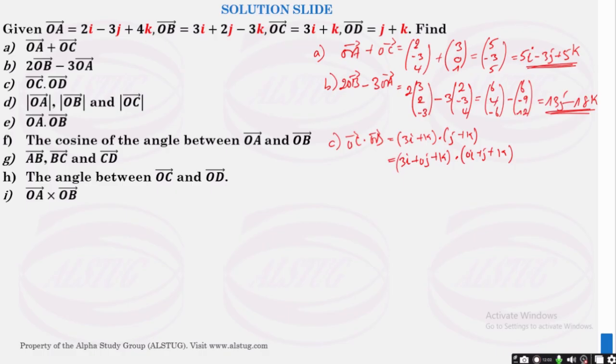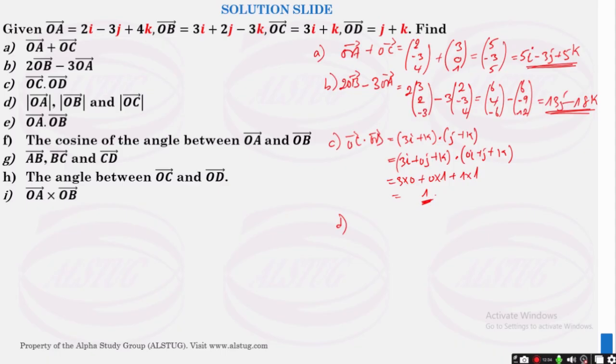I have added the 0i and the 0j in order to reduce the possibility of error. So we are going to end up with 3 times 0, which is 0. Let's do it gently. We end up with 3 times 0 plus 0 times 1 plus 1 times 1. This gives us 0 plus 0 plus 1. So we have 1.